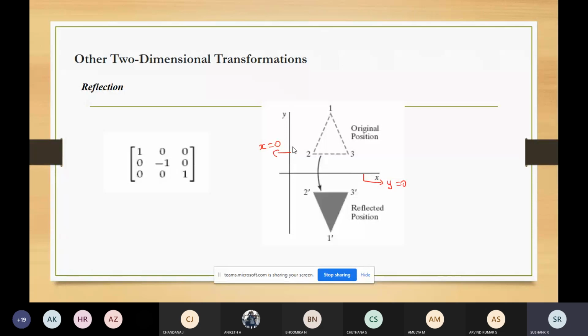So when y is 0, see here, y will be 0. So we will call this the x-axis.